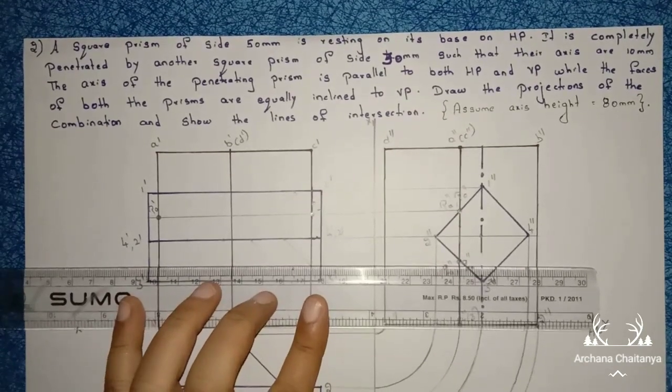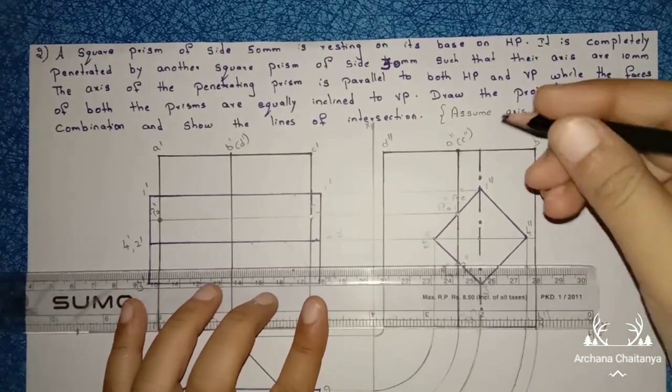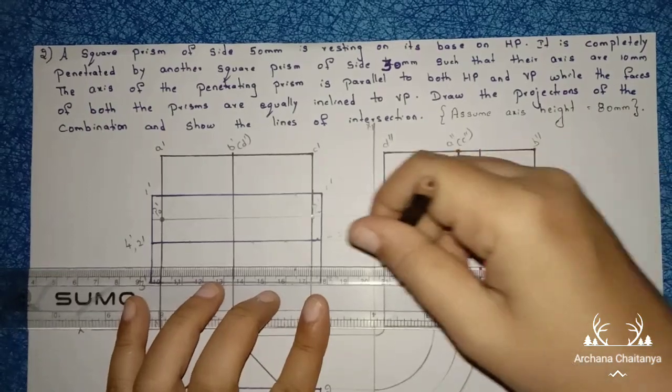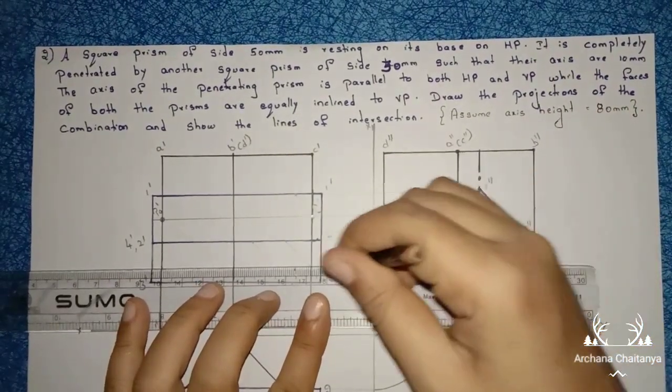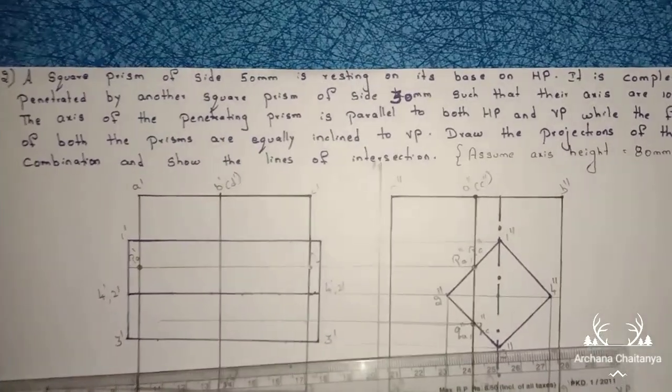So from QA double dash, QC double dash I am constructing the projectional line. I am constructing the projectional line.